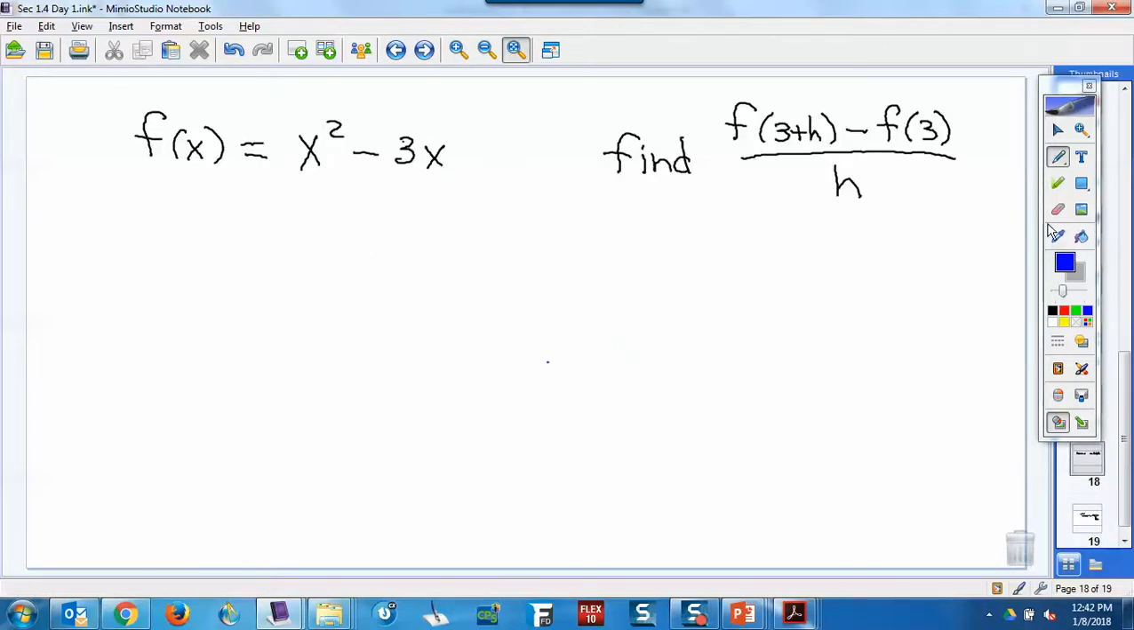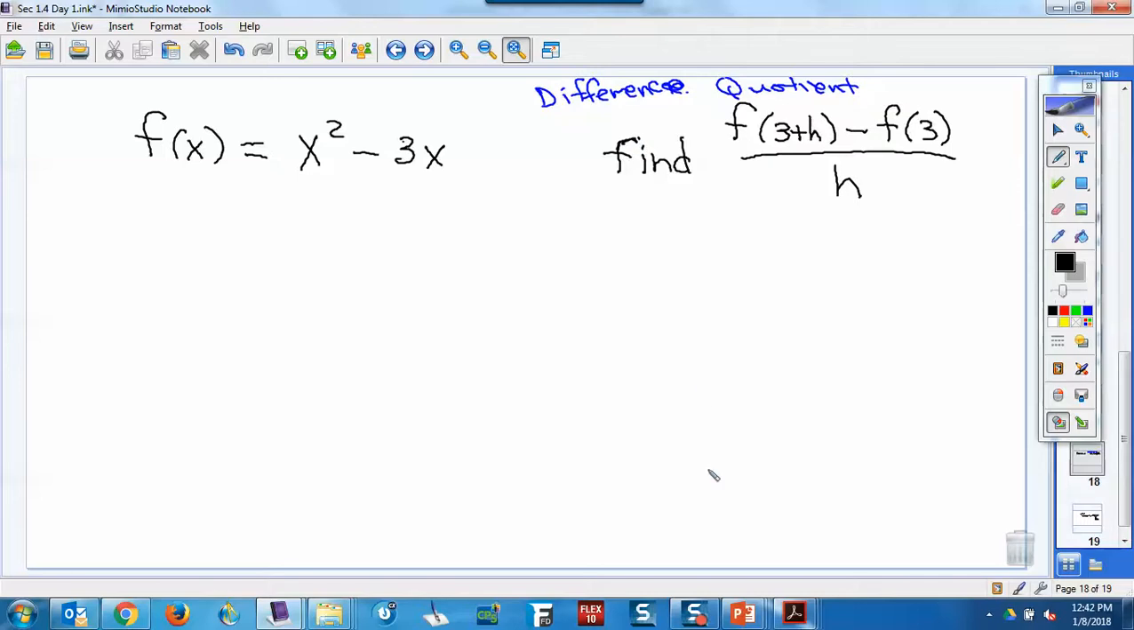So we have this function, and I want you to find this right here. Now this has a fancy sounding name. This is called the difference quotient. Now if you look at it real carefully, you would understand that it's really just a slope calculation. And that's, again, something that becomes a very important part of calculus that we do with this thing called the difference quotient. It's really a slope calculation.